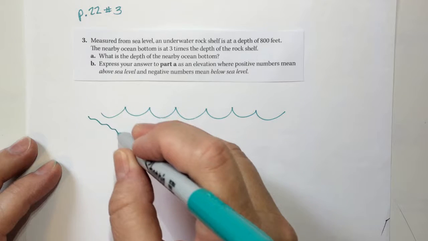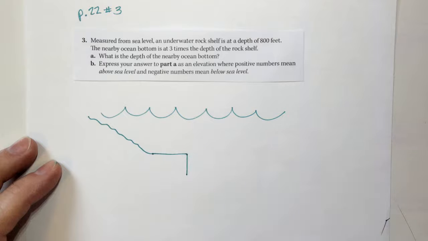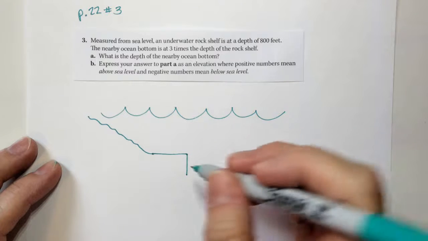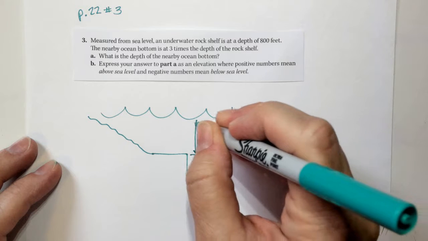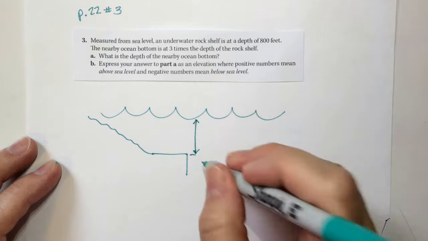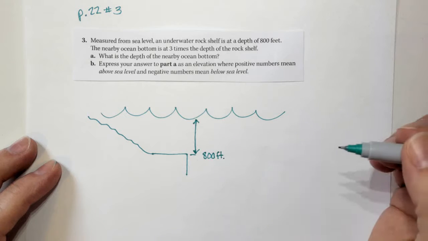Okay, let's say maybe there's the bank and you've got an underwater rock shelf right there. It's at a depth of 800 feet, 800 feet below sea level. Okay, so far I think I'm picturing it correctly.